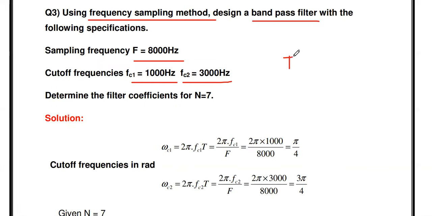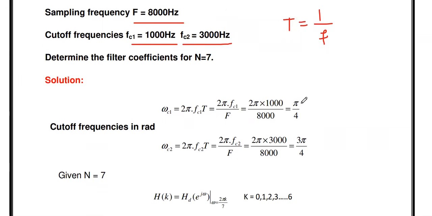You know the relation between sampling time and sampling frequency: the reciprocal of the sampling frequency is called the sampling time. So omega c1 can be written as 2 pi fc1 divided by f, since T is nothing but 1 divided by f. Substituting the values, 2 pi into the lower cutoff frequency 1000 hertz divided by the sampling frequency 8000, which is equal to pi by 4 radians.